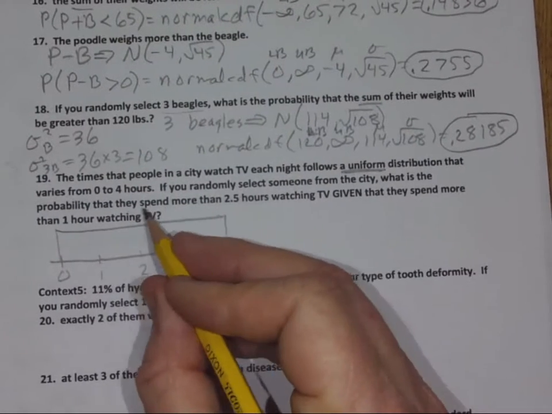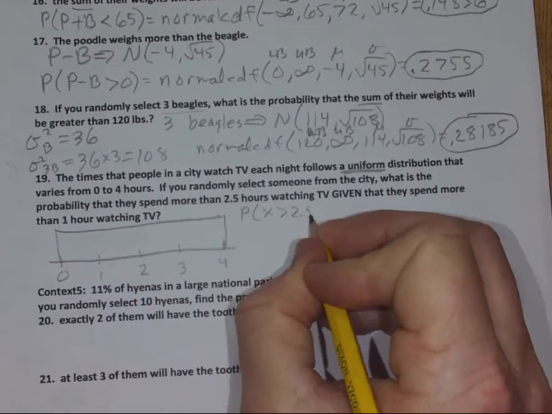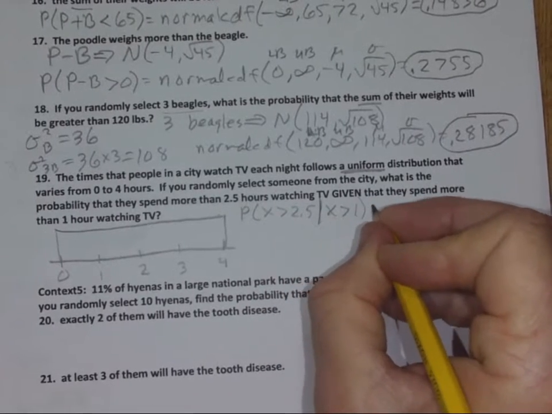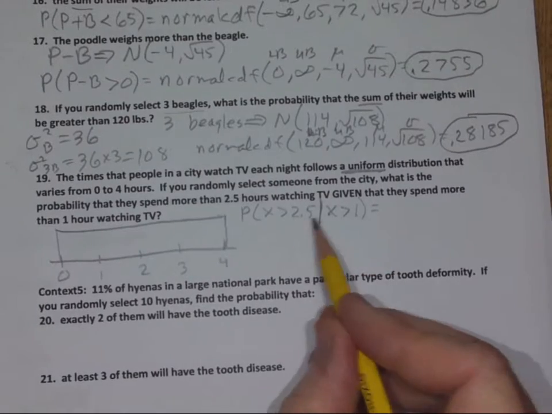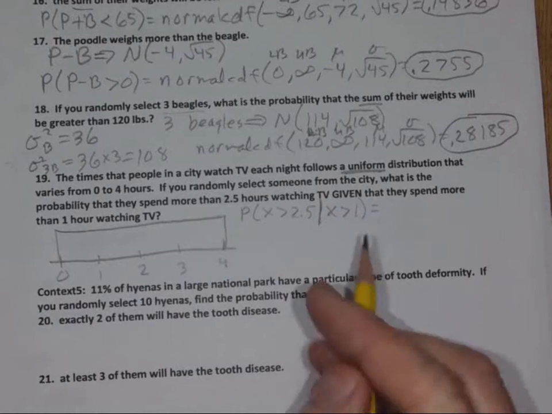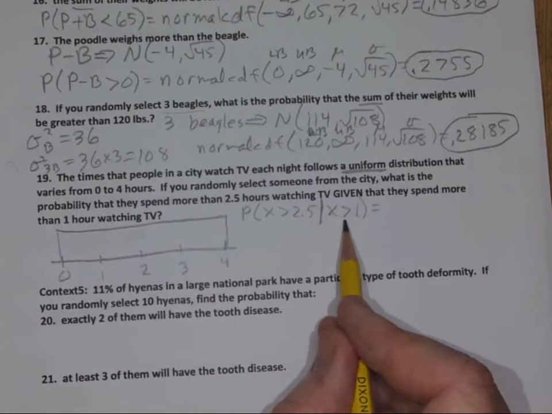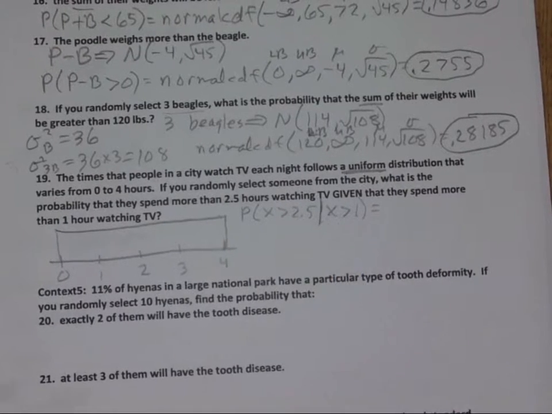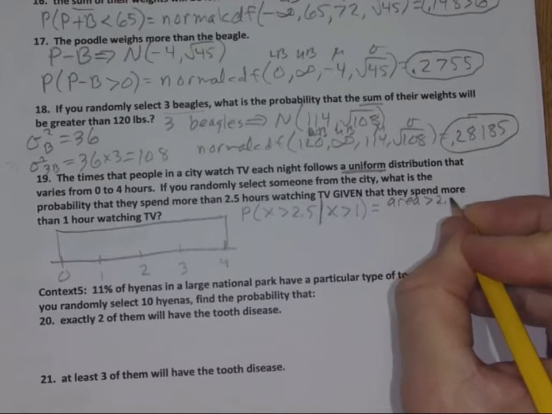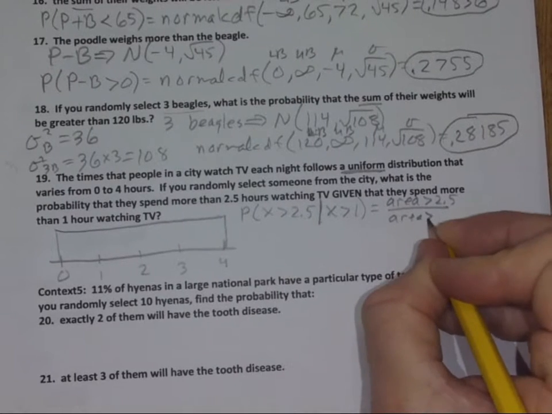So this says, what's the probability they spend more than 2.5, given they spend more than 1, given that x is more than 1. And this is going to be similar: that and that, the probability that x is greater than 2.5. And so what's the easier way of saying something's greater than 2.5 and it's also greater than 1? Well, it's just greater than 2.5. So in this case, it is going to be the area greater than 2.5 over the area that it is greater than 1.